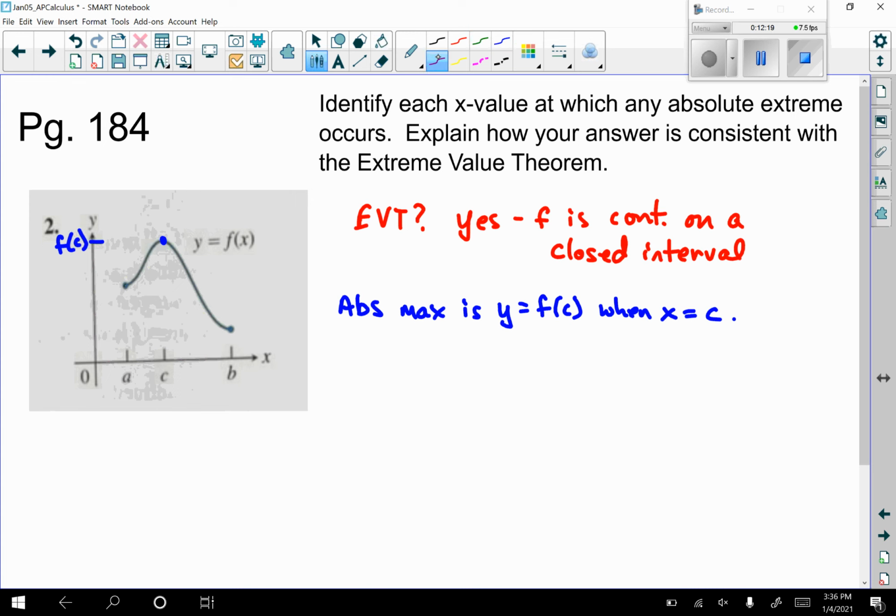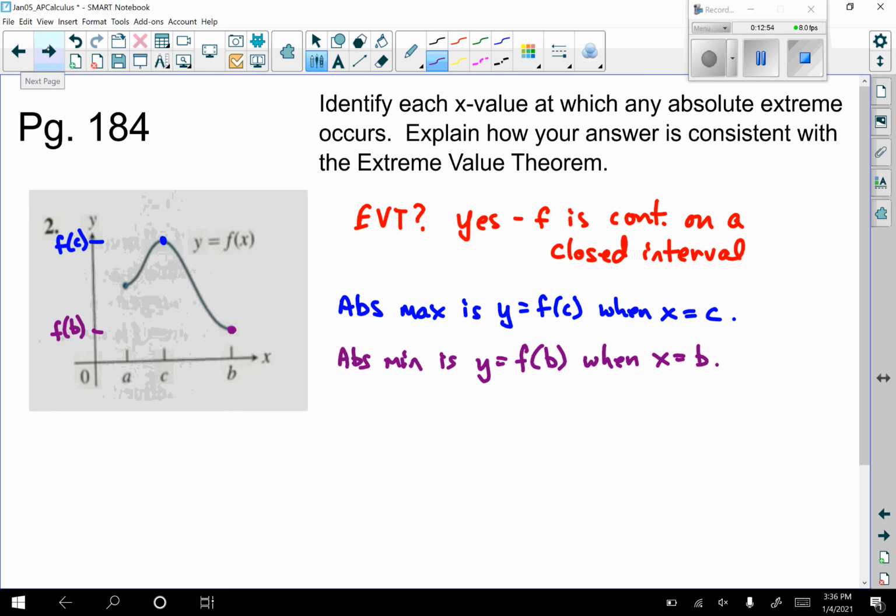We're also guaranteed an absolute min. Now, if it doesn't happen between the x values of the endpoints, it could happen at the endpoints themselves. Well, a is not an absolute max or min. It would be a relative one if we were comparing it here. But over here, when x is b, that would be our absolute min. So that occurs when x is b, our min would be f of b. So our absolute min is y equals f of b when x equals b.